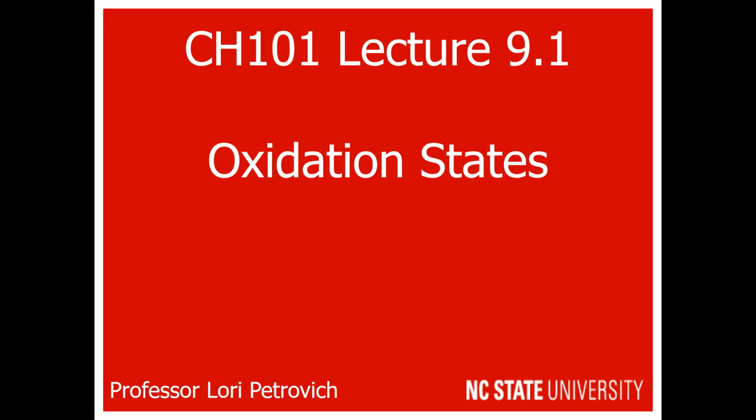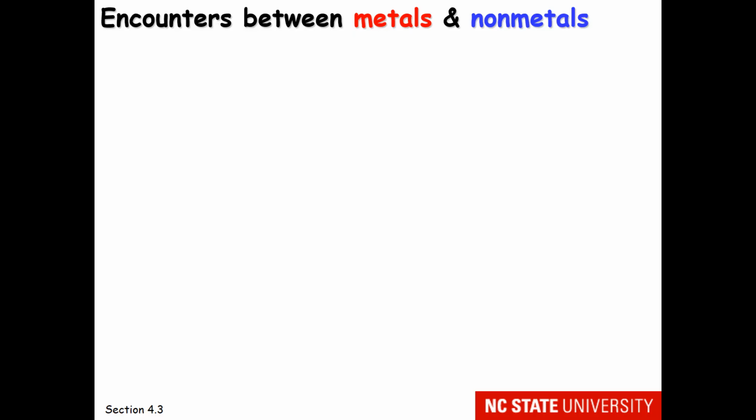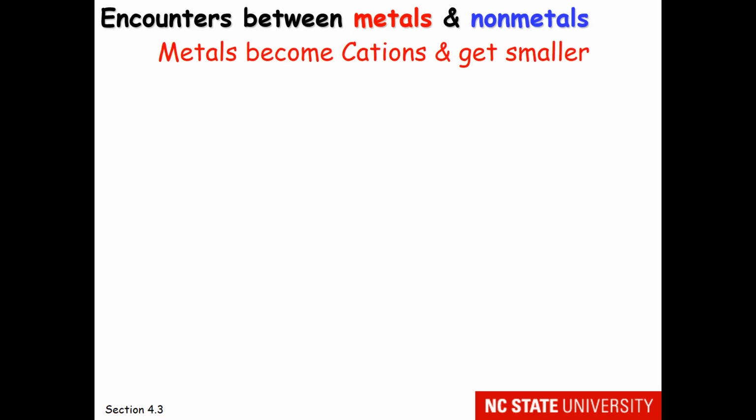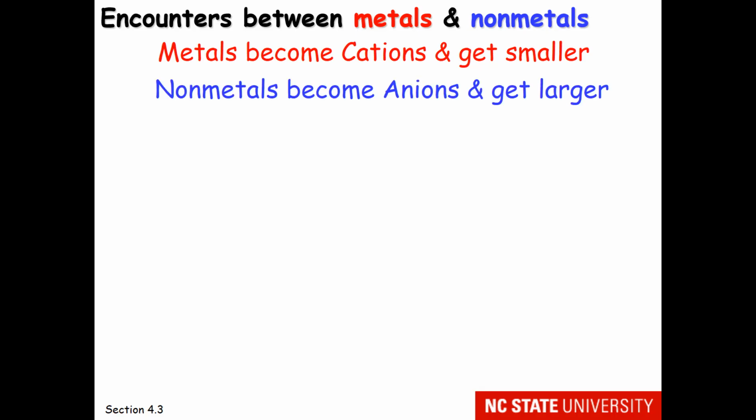The first part of Lecture 9 concerns oxidation states. Ionic compounds are formed between metals and nonmetals. Metals, due to their low ionization energy, will become cations and get smaller. Nonmetals, due to their high electronegativity, will become anions and get larger.